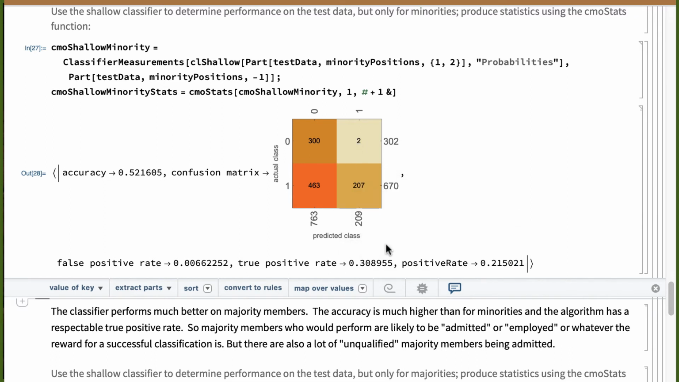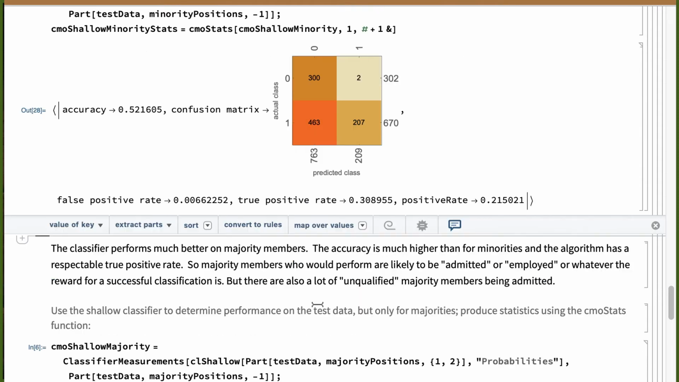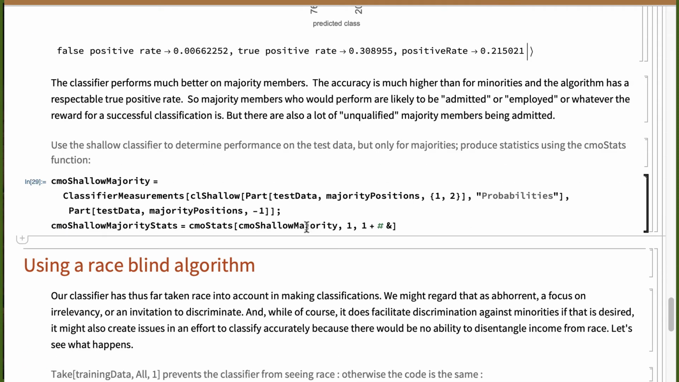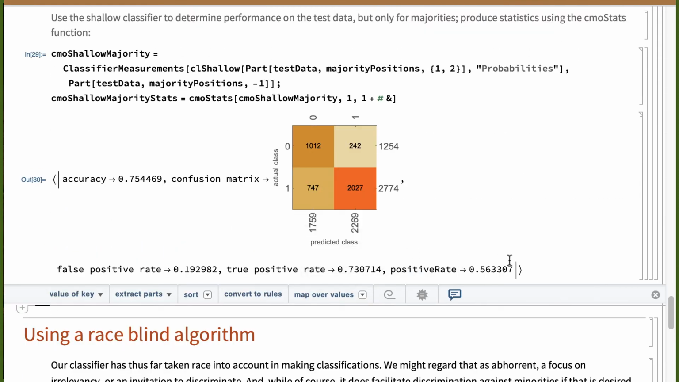who is a member of the minority. The false positive rate, we're not letting anybody, only 2 people who were unqualified in. And even among those who were qualified, the machine is being very hostile. So let's see about majority members. And for the majority, it's a happier picture.